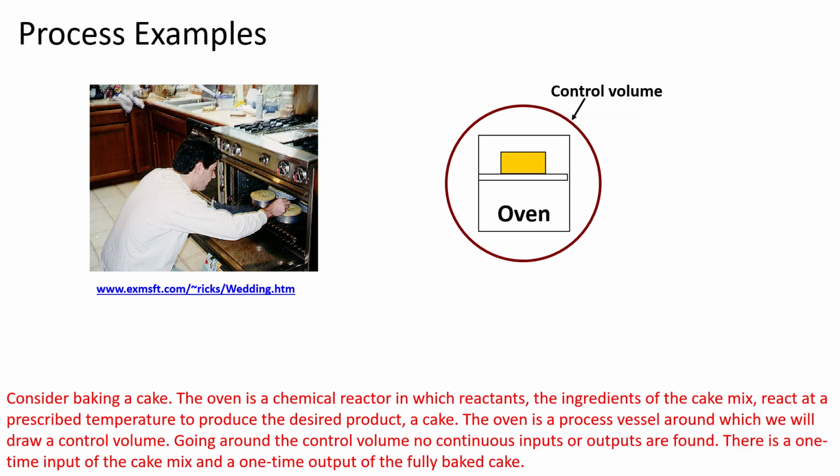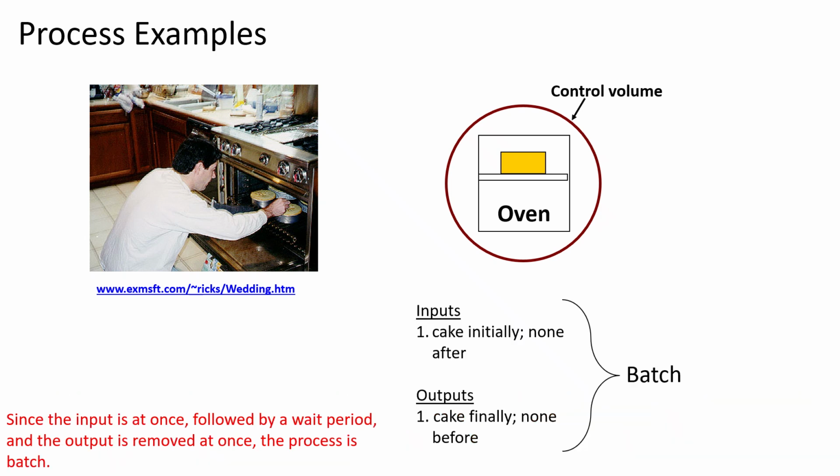Consider baking a cake. The oven is a chemical reactor in which reactants, the ingredients of the cake mix, react at a prescribed temperature to produce the desired product, a cake. The oven is a process vessel around which we'll draw a control volume. Going around the control volume, no continuous inputs or outputs are found. There is a one-time input of the cake mix and a one-time output of the fully baked cake. Since the input is at once, followed by a wait period, and the output is removed at once, the process is batch.